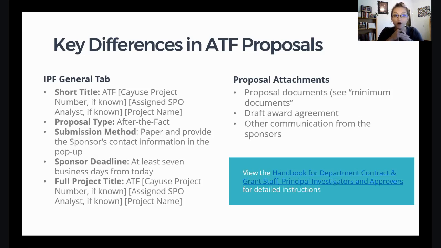This is all in the handbook for department, contract, and grant staff, PIs, and approvers that you can find on the Spark training page. There's a direct link to it here, and again, you will get a PDF of today's presentation. And in the proposal attachments, you're going to upload the proposal documents that we talked about, at least those minimum documents for assignment, although your sponsor may have requested some additional information. We need the draft award agreement, and then upload any other communication you've had with that sponsor regarding what they need, when it's due, what the award financially will look like, etc. Things that will aid in our review.